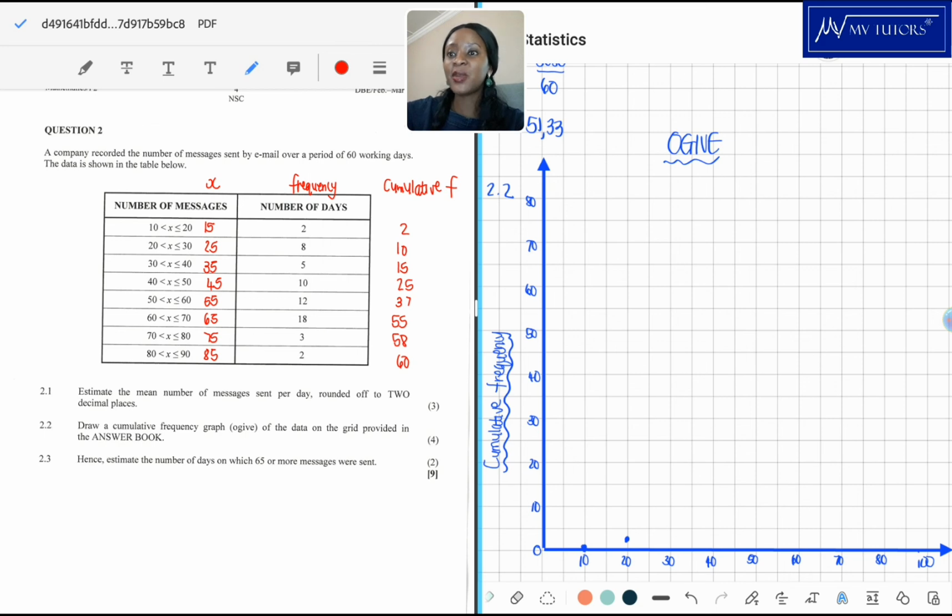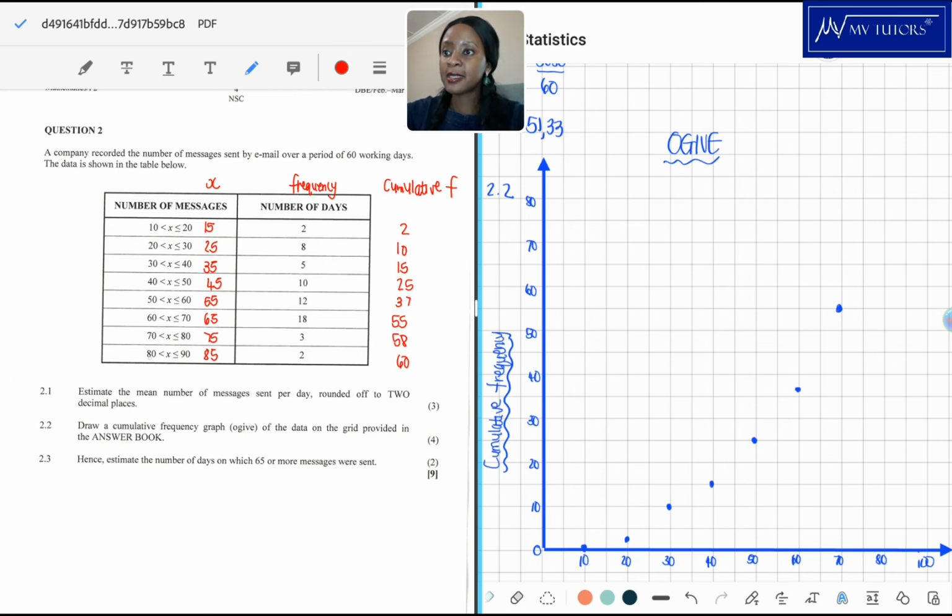Then at 30, we have 10. And then at 40, we have 15. Okay, this is plotting nicer. And then at 50, we have 25. So there is 25. At 60, we have 37. So 35, 37, somewhere there. At 70, we have 55. Oh, my finger is in the way. At 70, we have 55.